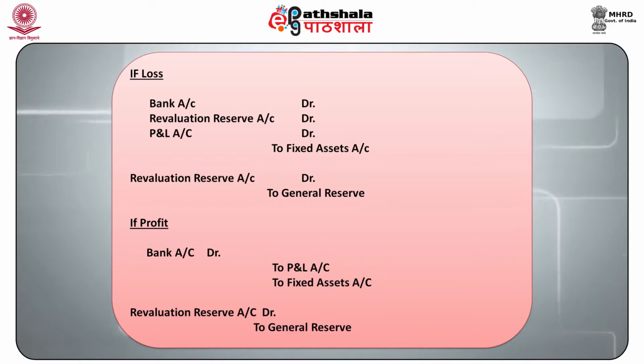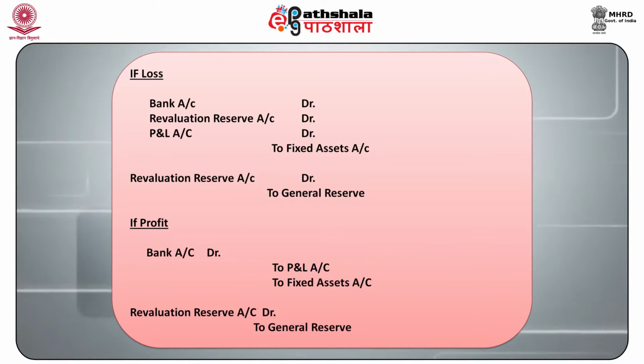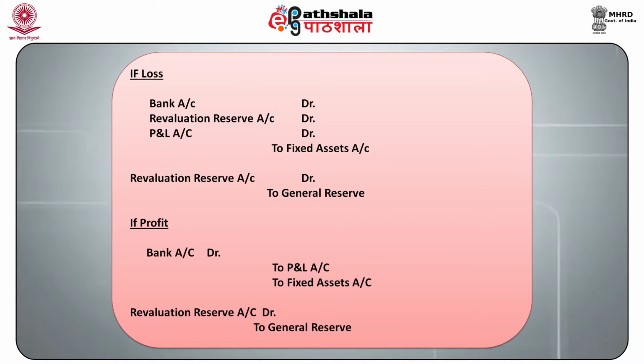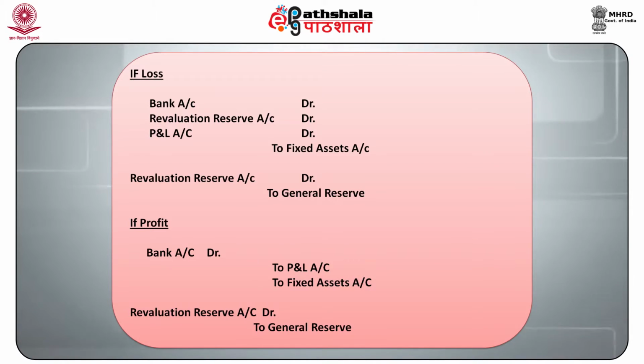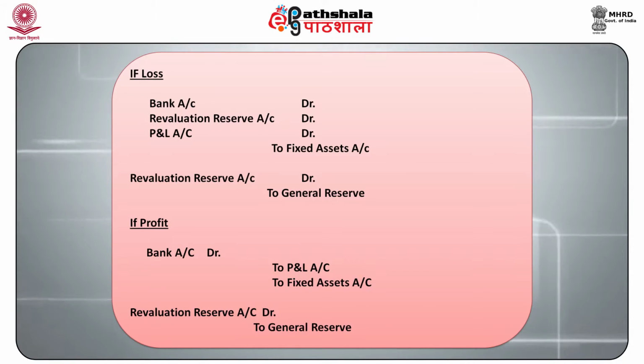If loss, bank account debit, revaluation reserve account debit, profit and loss account debit to fixed assets account. Next entry, revaluation reserve account debit to general reserve. If profit, bank account debit to profit and loss account, to fixed assets account. Next entry, revaluation reserve account debit to general reserve.